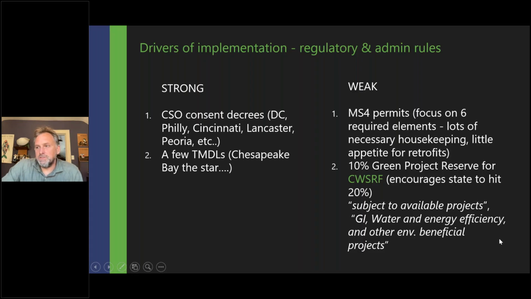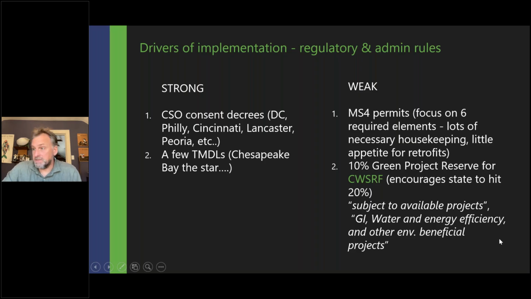So diving a little bit more into these drivers, we have strong ones, we've got weak ones. The strong ones, these CSO consent decrees that many cities are working to address, have really created a mandate to at least consider GSI as part of the solution for the volume control. We're familiar with some of these great examples. It's just important to note that they wouldn't have taken place without this regulatory hammer.